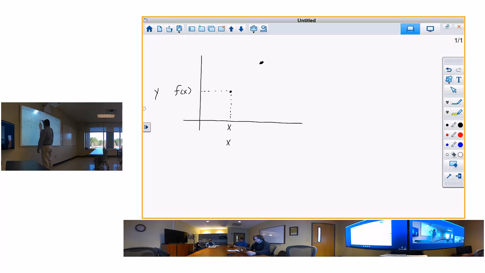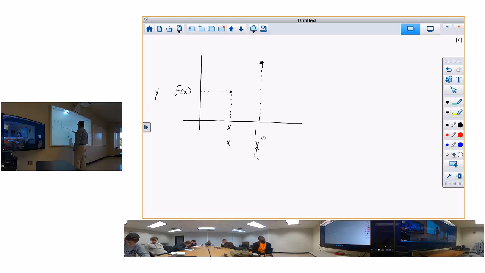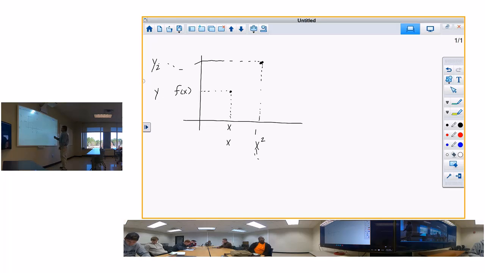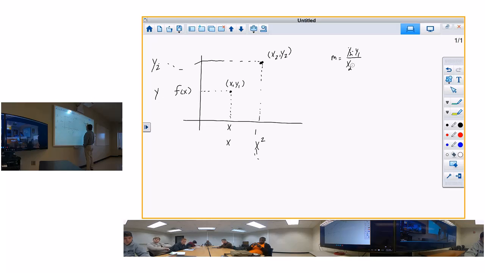This used to be x of 2, and this used to be y of 2. I'm just going to write this the way we used to do it. This is x of 1, y of 1. This is x of 2, y of 2. And you said, okay, the slope is equal to y of 2 minus y of 1 over x of 2 minus x of 1. And everybody says, okay, I understand that.